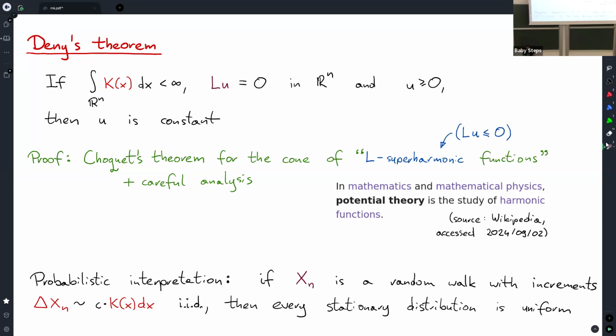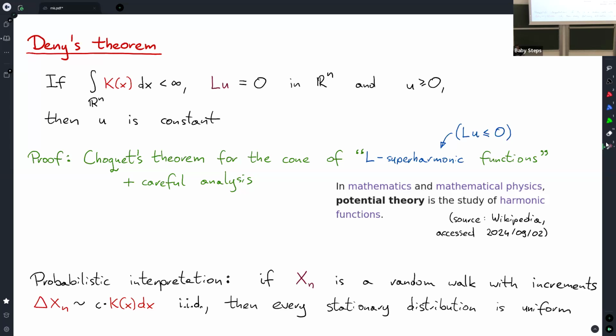Well, the constant means uniform over all of Rn. It's not a probability distribution, it's an infinite distribution, but still you easily realize what it means that it's stationary. It means that after each step, the particles are distributed again according to the uniform distribution. And again, it's a very intuitive result, but it not only gives you an intuition into the formulation of the result, it also allows you to give a probabilistic interpretation to the proof.